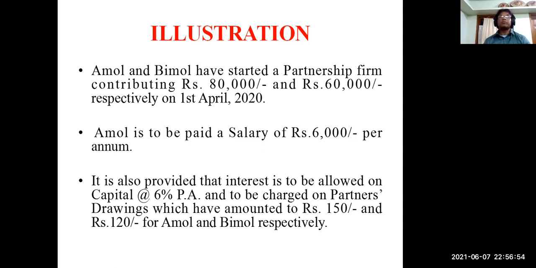See here, interest on capital is given as a percentage, but interest on drawings they have given as a calculated amount, 150 and 120. Sometimes interest on drawings is also given as a percentage, so then you have to calculate it as per that percentage on the amount of drawings. But here interest on capital is given as 6%. So see, capital of Amol is 80,000, right? So 6% of 80,000 will be 4,800, and 6% of 60,000 for Bimol will be 3,600. Like that, calculate interest and then give the entry.